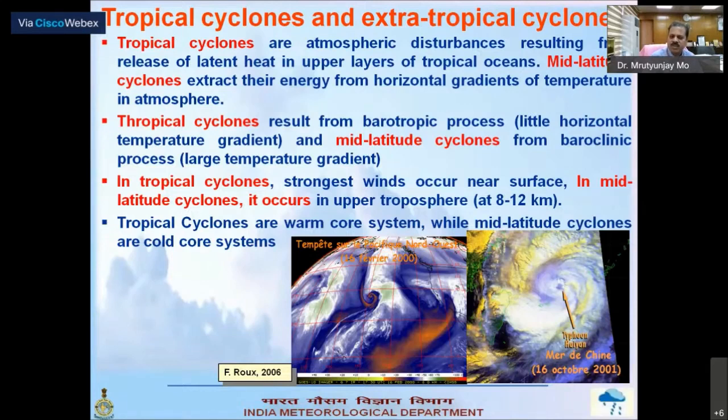They cause damage to structures. They kill people. Whereas in extratropical cyclones, winds are maximum in the upper level at a height of about 8 to 12 kilometers. So therefore, extratropical cyclones are not dangerous at the surface. They will be dangerous for aircraft flying at a height of 8 to 12 kilometers.